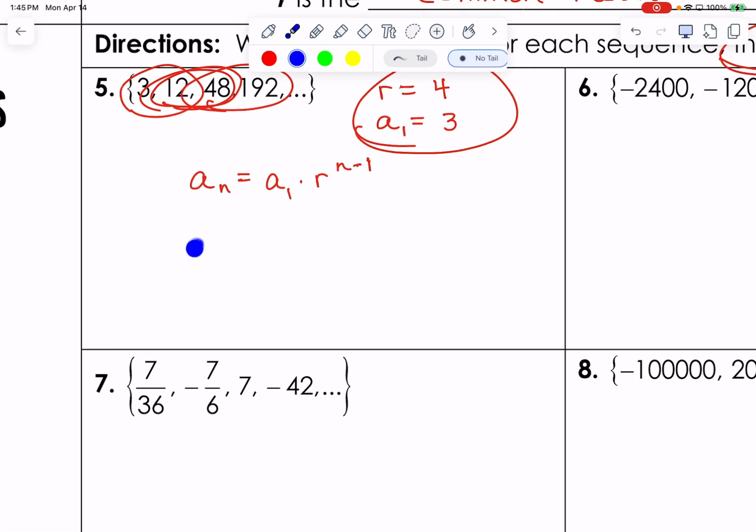All right, here we go. A sub n. Ready? A sub n. What's A sub 1? Times, what's the common ratio? 4. To the n minus 1. Now, that's it. That's your formula.